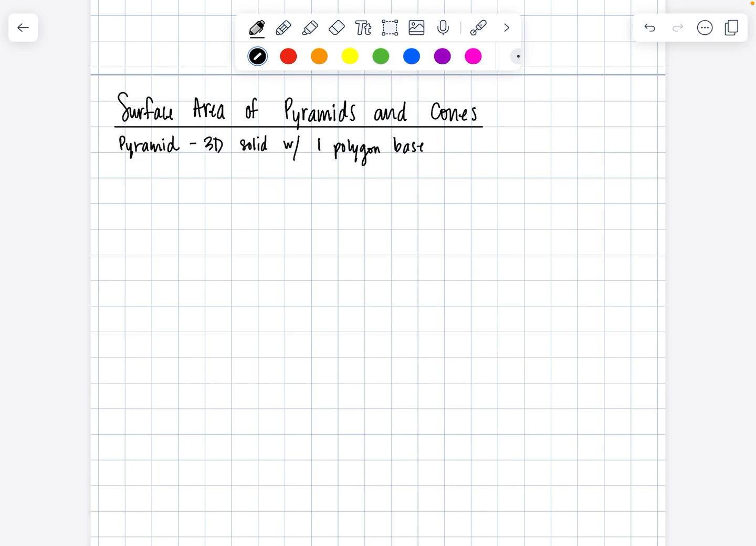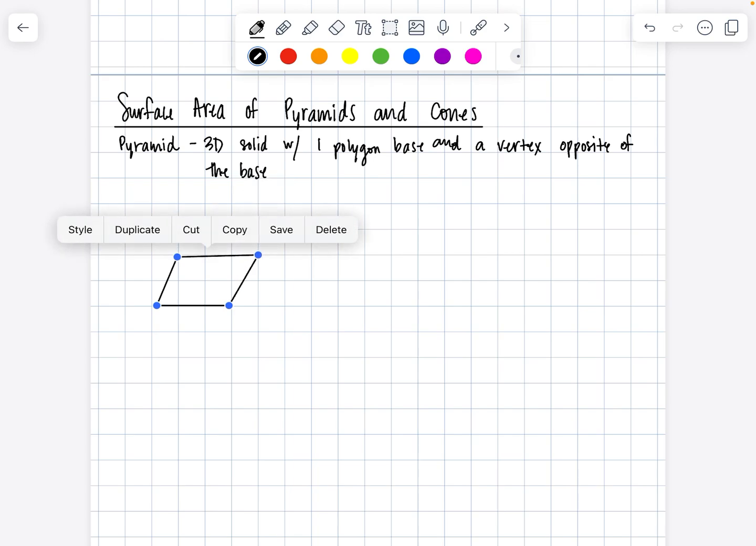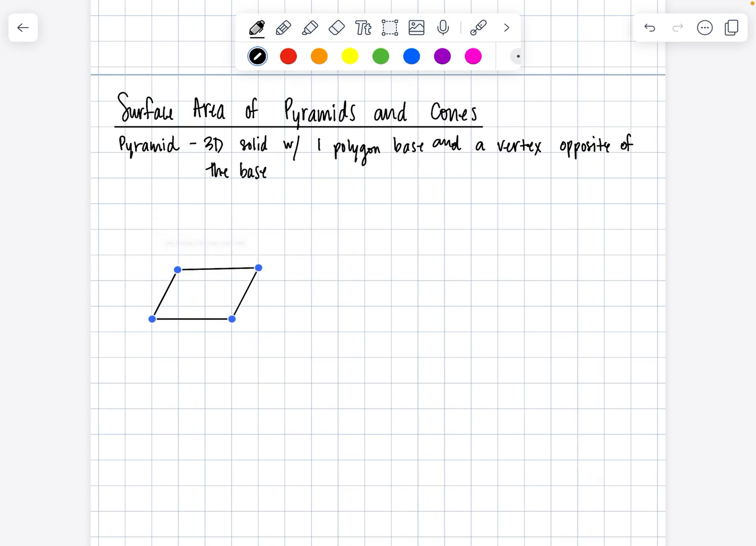So with one polygon base and a vertex opposite of that base. Okay, so a pyramid. Let's start with something a little more basic. Let's say it's a rectangular pyramid. So just like before, whatever the polygon name is, that is the base of the shape.